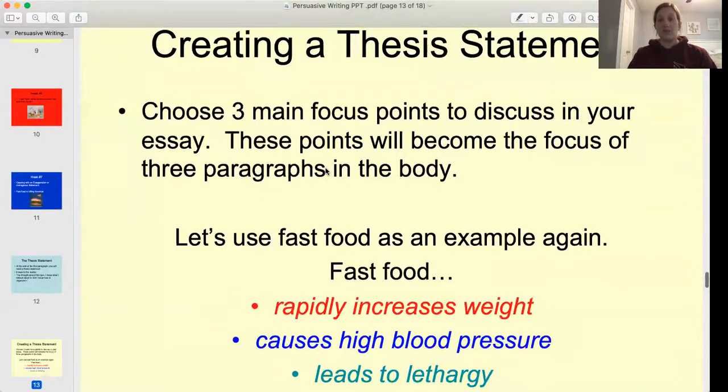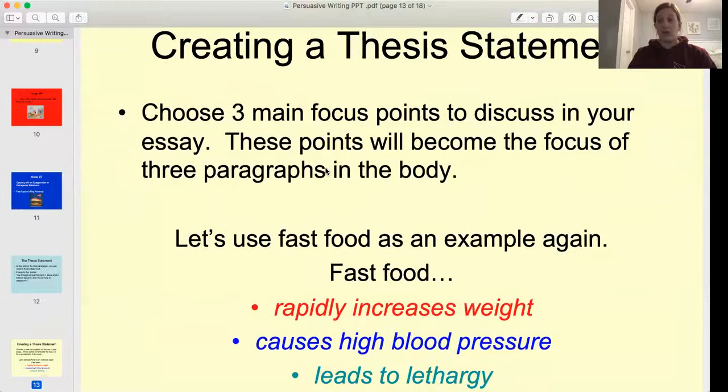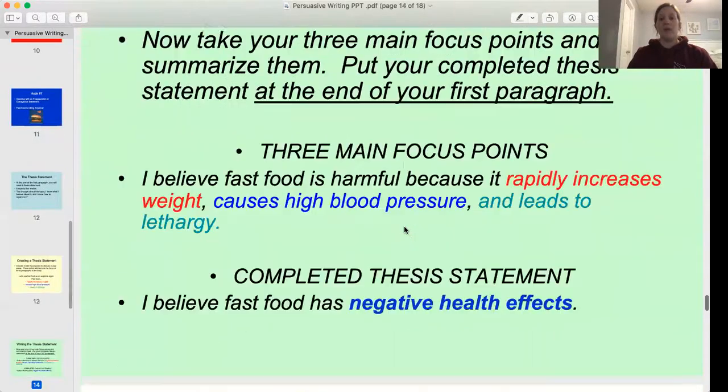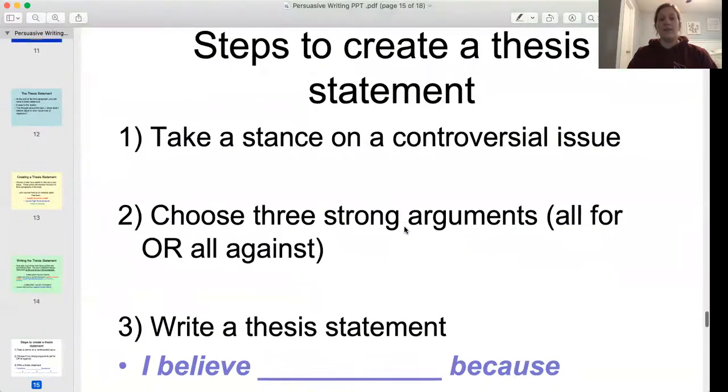It's your reasons why you feel the way you feel. So I'm against uniforms. Your thesis statement tells me why. It gives me 3 reasons why you feel that way. We always work in groups of 3. 3 reasons why you are against uniforms, or of course, 3 reasons why you're for uniforms. And then you're going to learn about how to write the thesis statement.